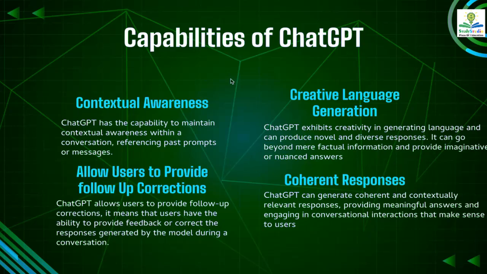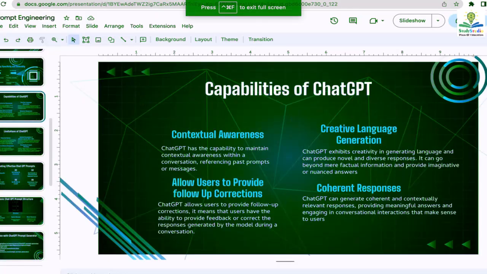What's up guys, welcome back to the course. In this video, we're going to talk about the capabilities of ChatGPT. It is very important for you to know and understand the things that ChatGPT is capable of so you can utilize this AI tool to its fullest extent and see how far you can potentially go with ChatGPT. So there are four things. The first one is contextual awareness. ChatGPT has the capability to maintain contextual awareness within a conversation, referencing past prompts or messages.